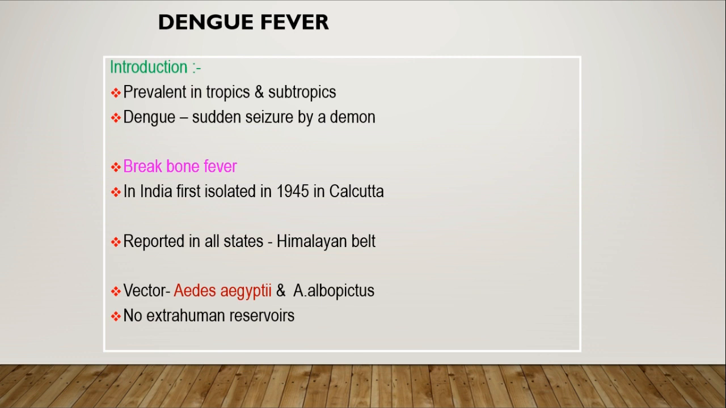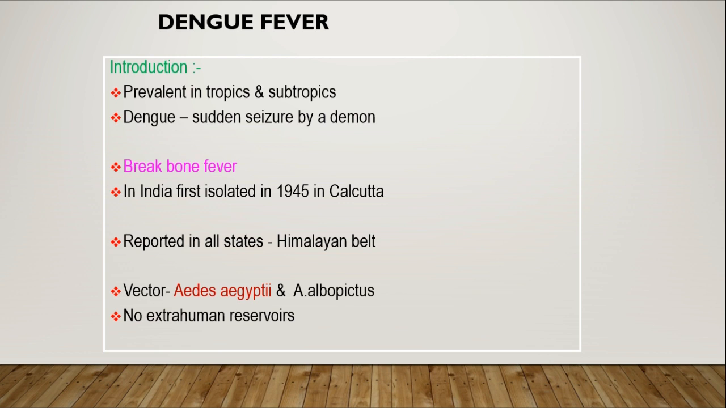So it is prevalent in tropics and subtropics. Unfortunately, it is the commonest arboviral disease present in India also. And the word dengue came from a word which means sudden seizure by a demon. So they believed that it was purely because of the activities of some demons, and that was causing all the complications.